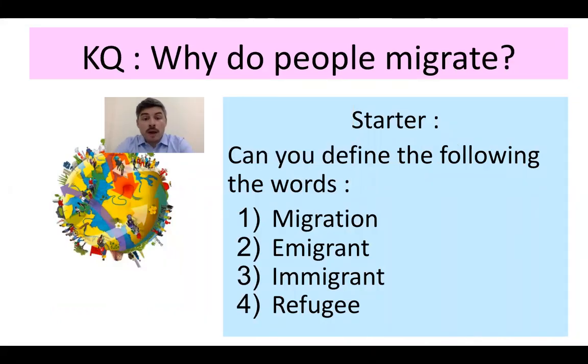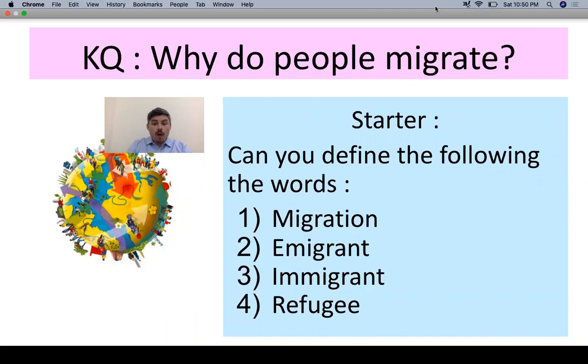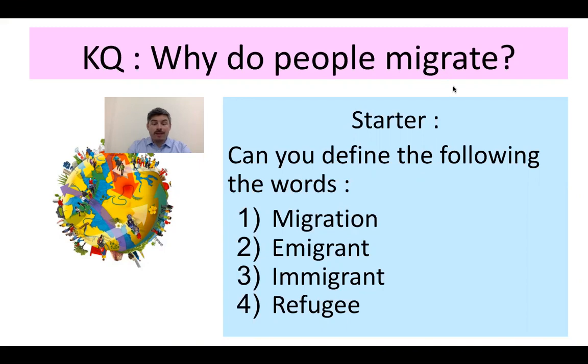As always, I'd like you to copy the key question and use that as your title. So title: the key question for today, why do people migrate? And as your starter, I want you to have a go at this. What are the definitions of the following words? Can you define the following 4 words? They're going to be key words for this module. Migration, emigrant, immigrant, refugee.